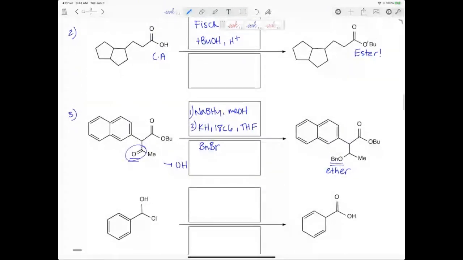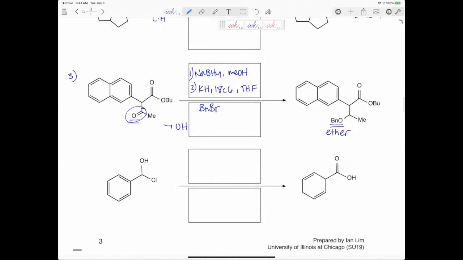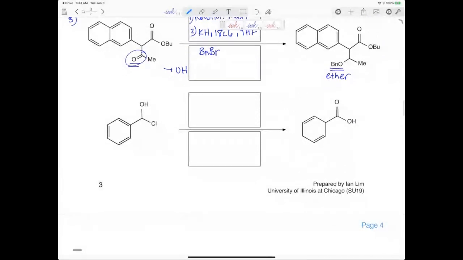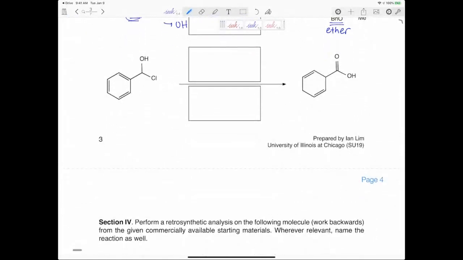Where did the OBn go? So see, this is untouched, right? It's an ester. So we use a reducing agent, sodium borohydride. NaBH4 is not strong enough to reduce this into an alcohol, but it's strong enough to reduce a ketone into a secondary alcohol, and from there we can conduct the Williamson ether synthesis. Okay, be careful. I should have used a different functional group for that, but oh well.